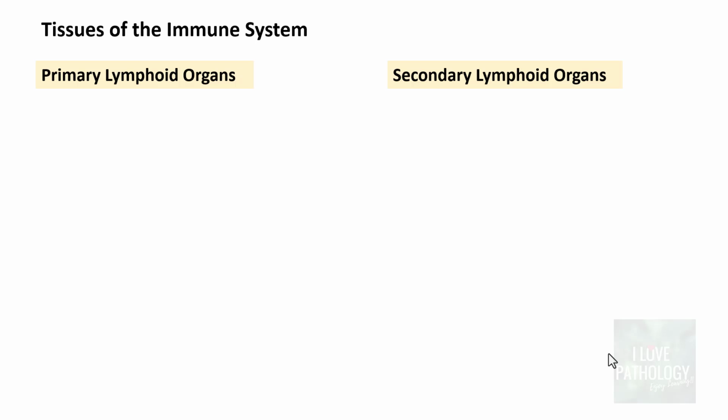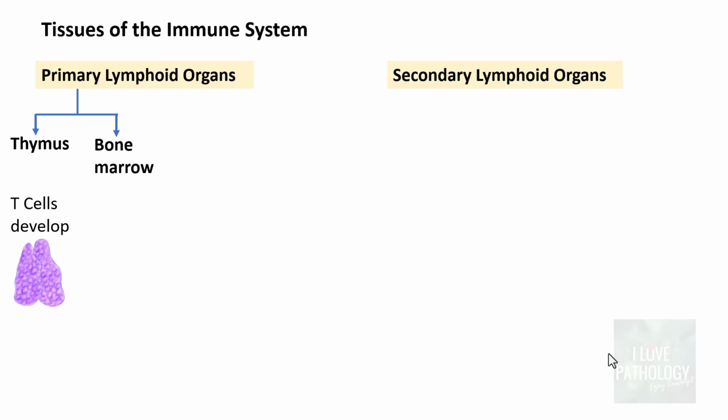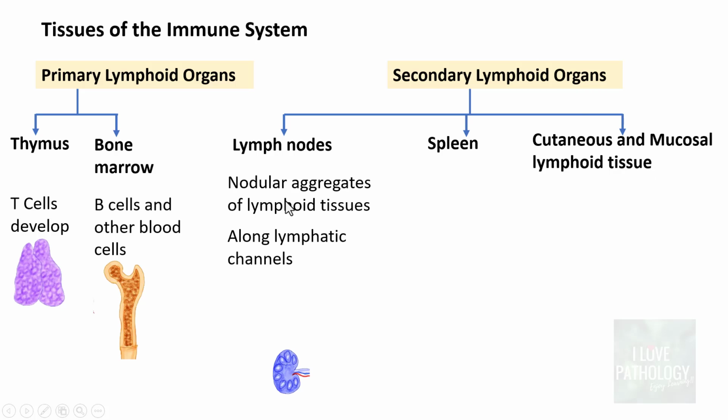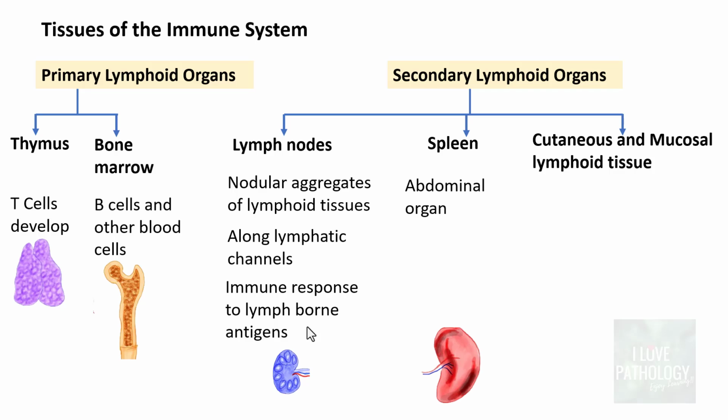Lastly, let's see what are all the tissues of the immune system. These are primary lymphoid and secondary lymphoid organs. The primary lymphoid organs are the thymus and the bone marrow, where thymus is a place where the T cells develop, bone marrow is a place where B cells and other blood cells develop. Secondary lymphoid organs include lymph node, spleen, and cutaneous and mucosal lymphoid tissues. Lymph nodes, we all know, are the nodular aggregates of lymphoid tissue along various lymphatic channels across the body. They respond to lymph-borne antigens. Whereas spleen, we all know it's an abdominal organ which responds to blood-borne antigens.